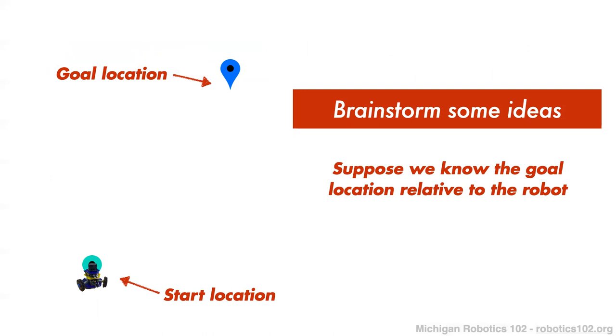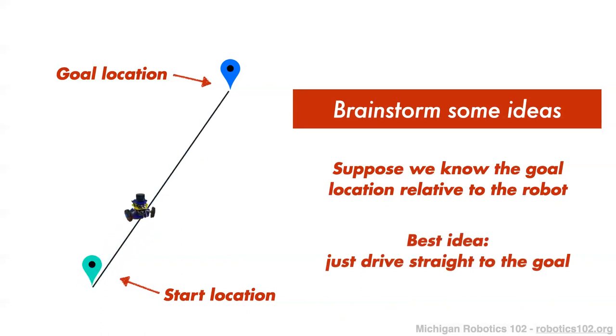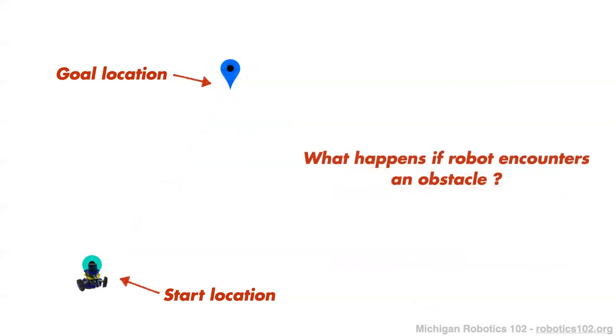What's the simplest way, the best idea? Just go straight. If we're considering time and the simplest thing that we want to do, the closest way to get between two points is a straight line, right? So we can do that, and it will take the least amount of time. It'll be robust. But what happens if we encounter an obstacle on our way to the goal?